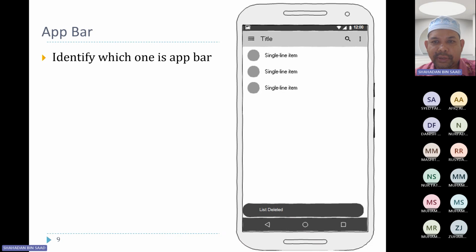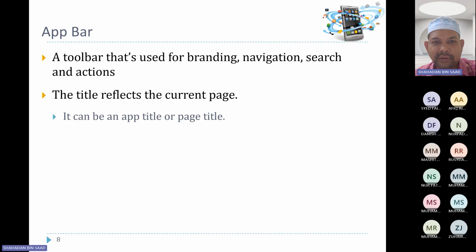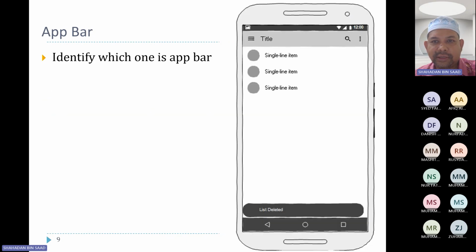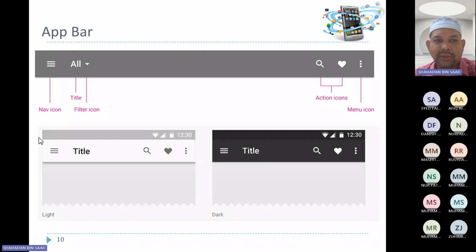What does it have? Navigation, branding and then search action. At the top there. You can see all of it, right? And the menu is also there, the 3 line button. Alright. So, we have the navigation icon, the nav icon, title, and then filter icon, action icon and menu icon.